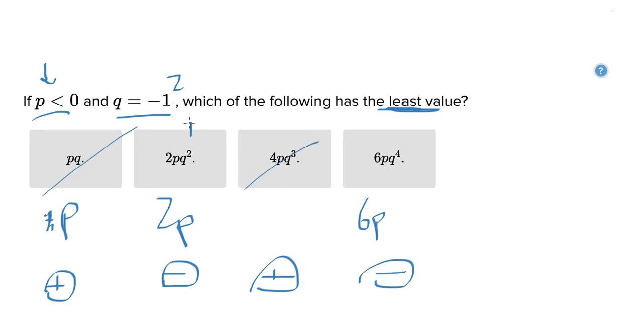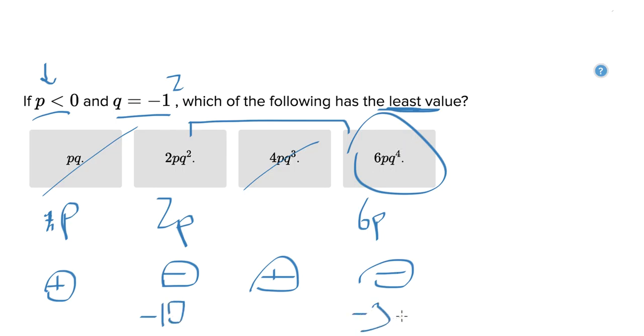Now between B and D, the one that will be more negative is answer choice D, since we have a coefficient of 6 here. Now to give you an example, if that's a little bit confusing, let's pretend that p were equal to negative 5. 2 times negative 5 would give you a negative 10. But 6 times negative 5 would give you a negative 30. So this one is going to have to be the lesser value because it's a more negative number. It's a greater negative number.